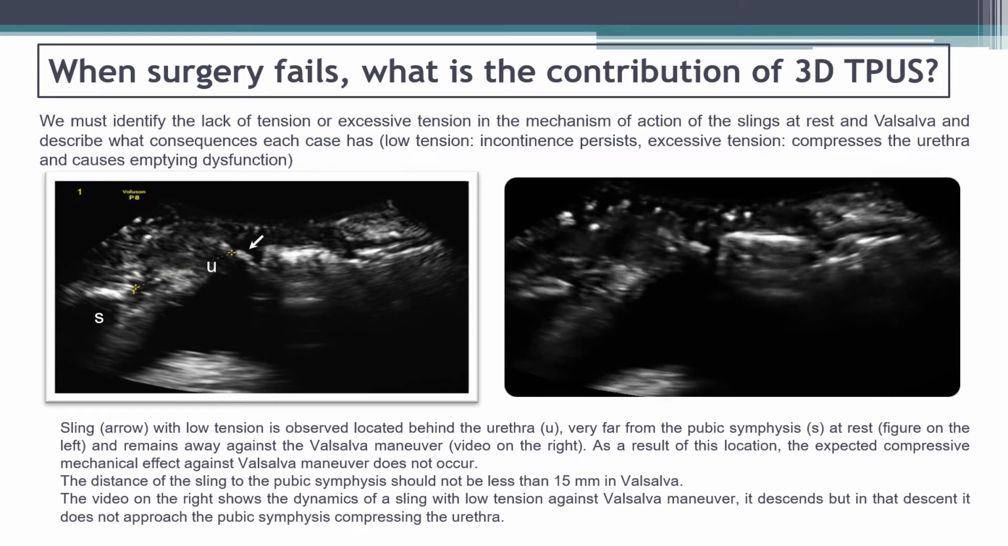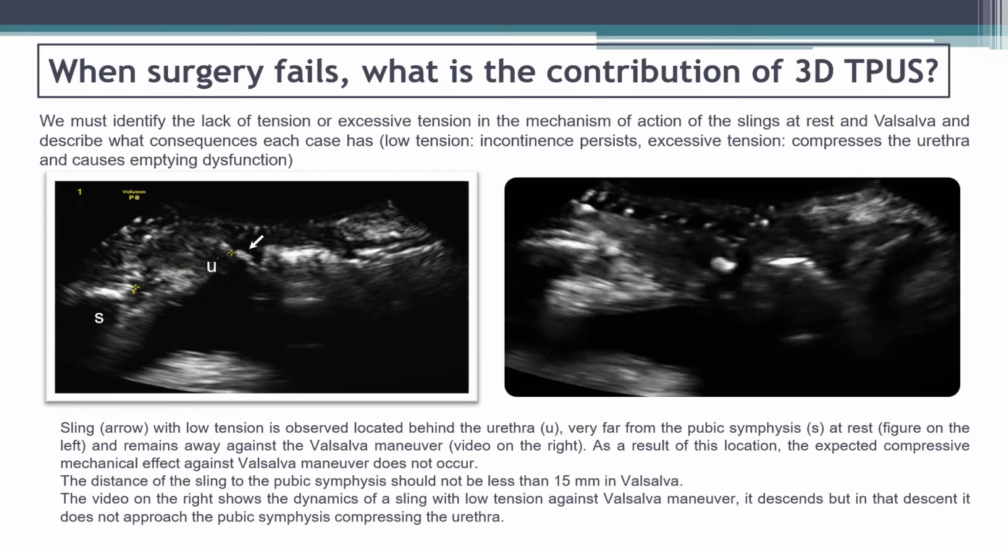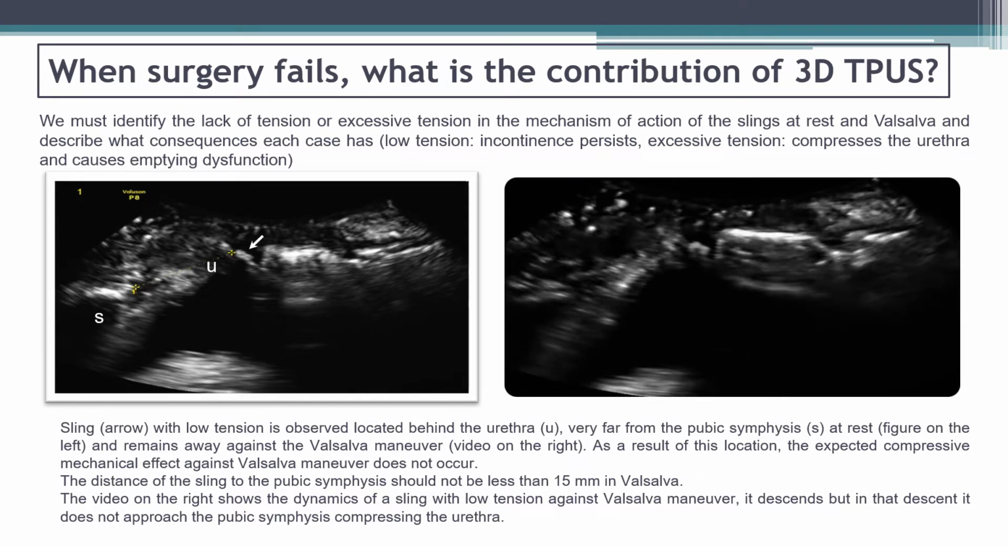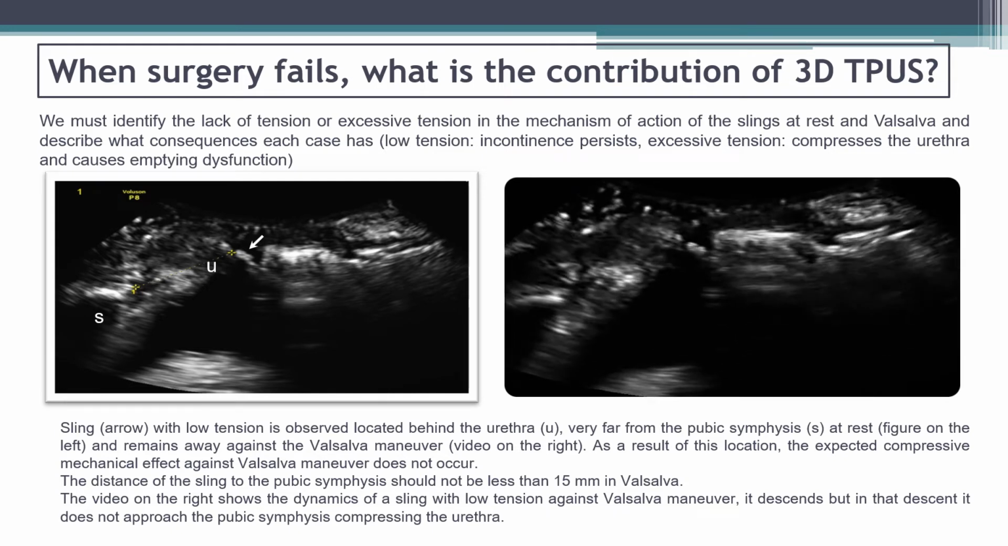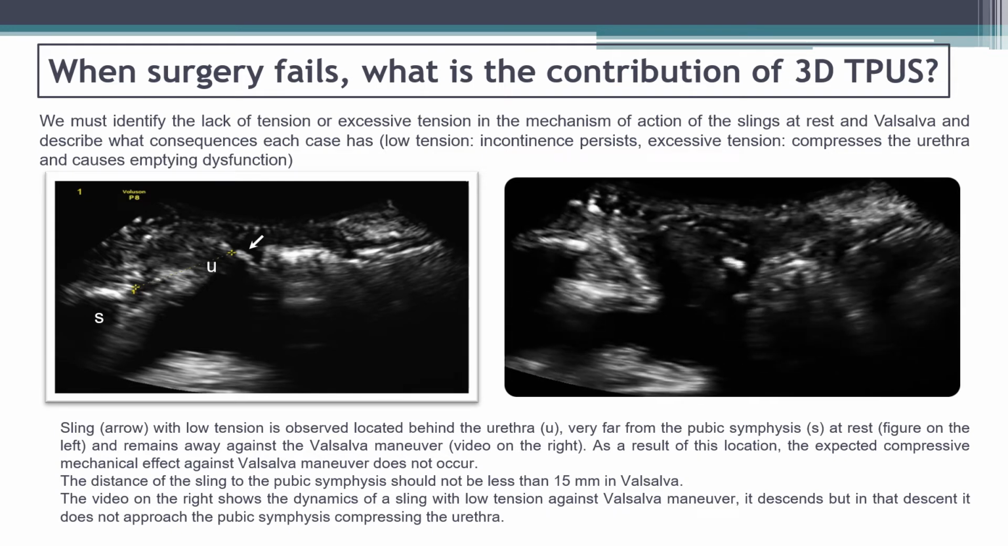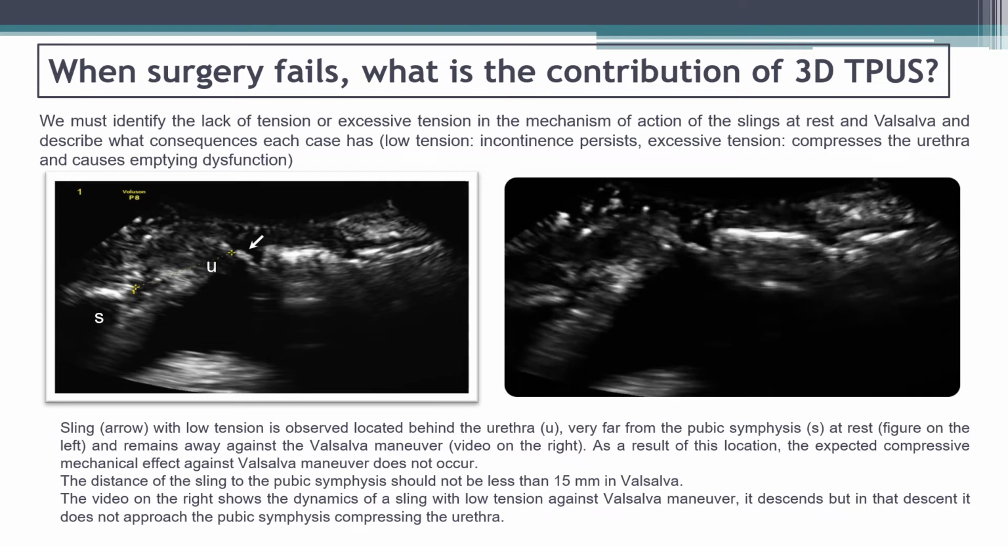The video on the right shows the dynamics of a sling with low tension against Valsalva maneuver. It descends, but in that descent, it does not approach the pubic symphysis, compressing the urethra.